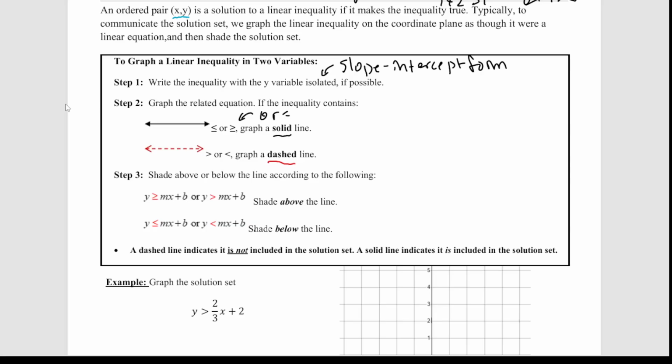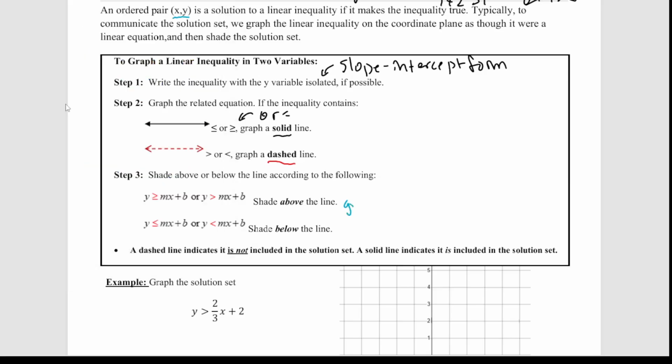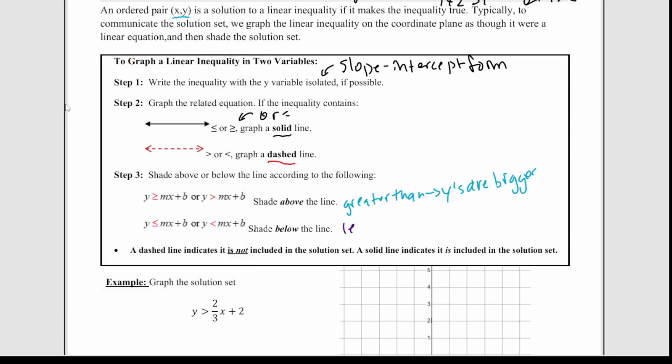Then you want to think through, do I want to shade above the line or below the line? If the symbol is greater than, we're going to shade above the line because the y's are allowed to be bigger. If it's going to be less than, you're shading below the line because the y's are smaller.